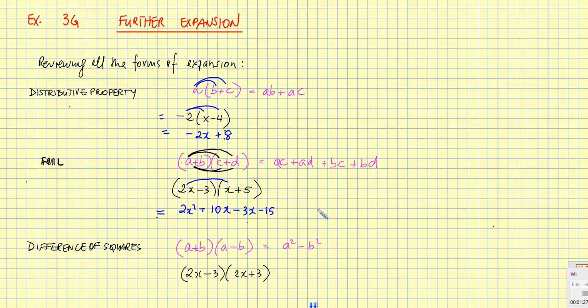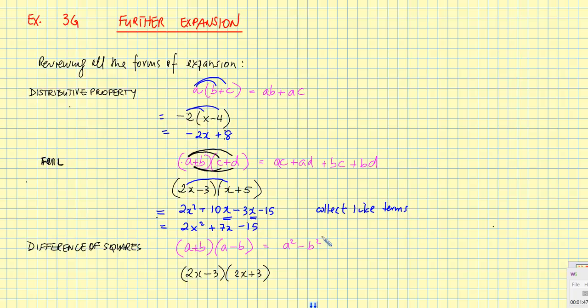We then collect our like terms, and collecting like terms means that we take our x terms, here 10x and negative 3x, and we add them up together so that our final answer is 2x squared plus 7x minus 15.